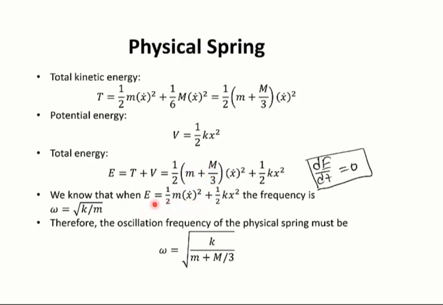And previously we saw for this expression the angular frequency was square root of k over m. So now logically the angular frequency here should be square root of k over this mass term, which is small m plus capital M over 3, okay? I would suggest you to find this expression out from this condition, okay?